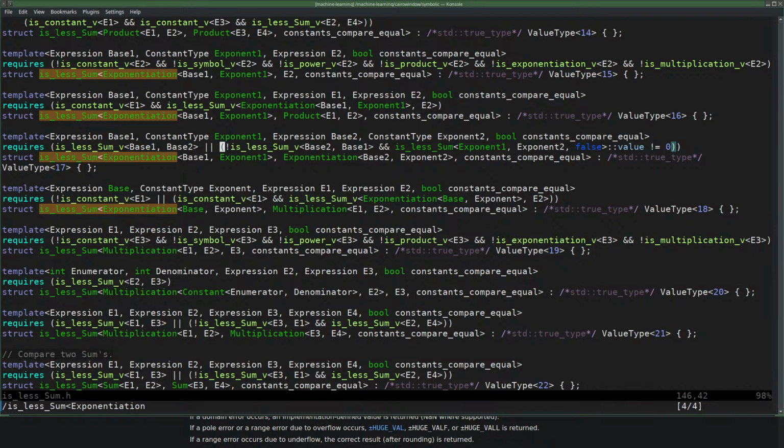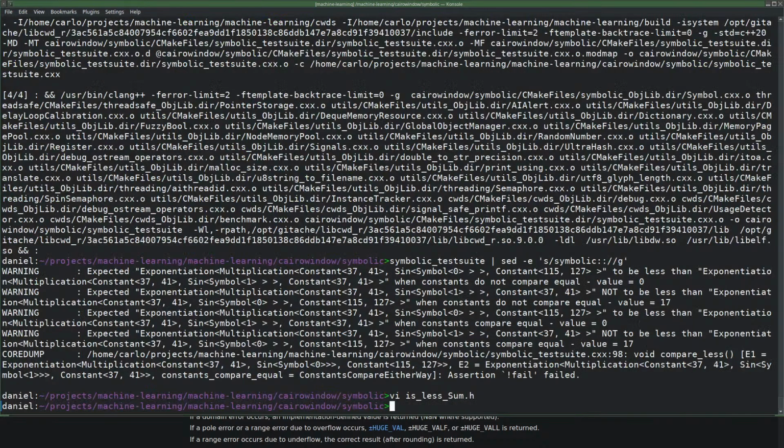Mistake. The base was less, right? Yeah. But okay, that was a comparison of multiplications and I didn't test it yet. So it can be that the base comparison here is not working well. So comparison of this multiplication with the other multiplication.